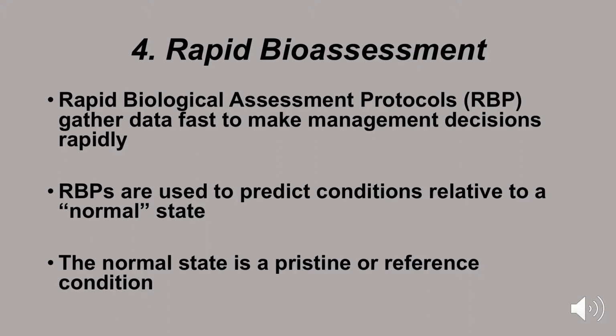RBPs are used to predict conditions relative to what's considered a normal state. The normal state is a pristine or reference condition. In every geographic area, biologists find what they call a reference condition or a pristine area, and they look at the benthic macroinvertebrate community in that pristine area, and every sample they take in watersheds around that pristine area, they compare to it.